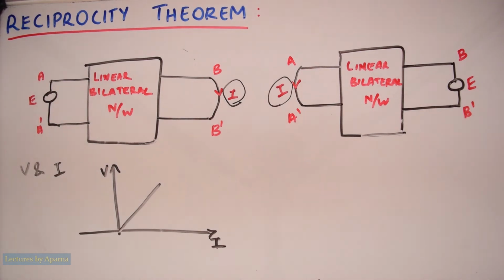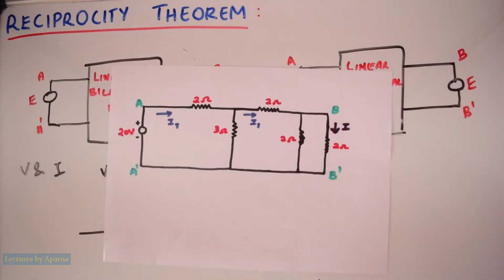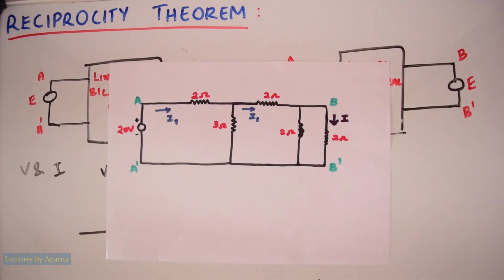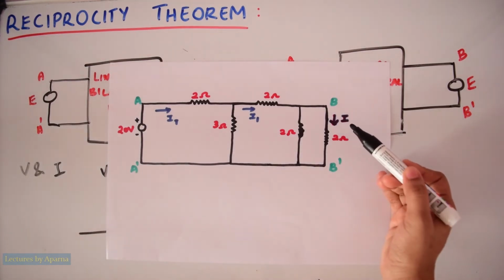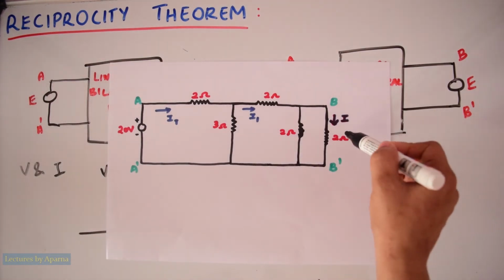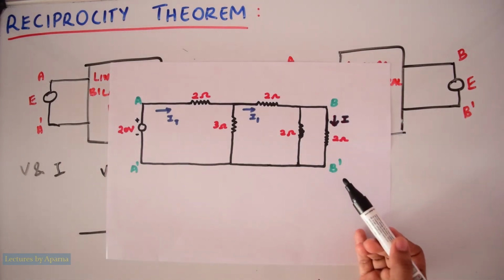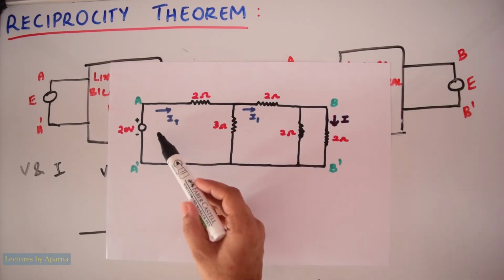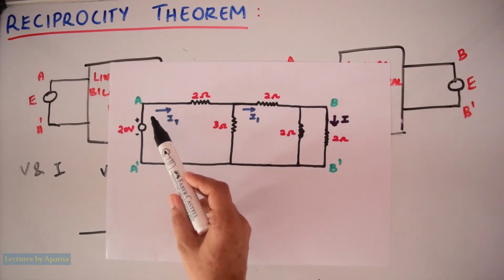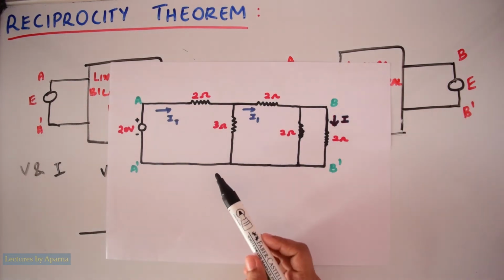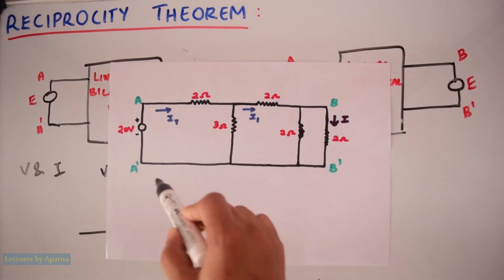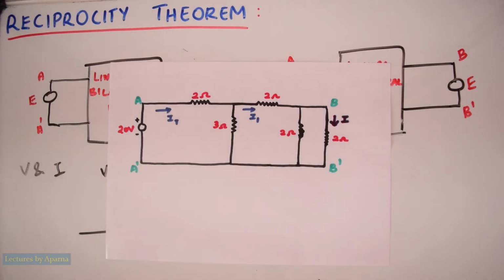Consider a network like this. Let the current through branch B dash be I. We have to find this current I in this network. For that, first we have to mark the currents IT and I1, and then we have to find the total resistance of this network.